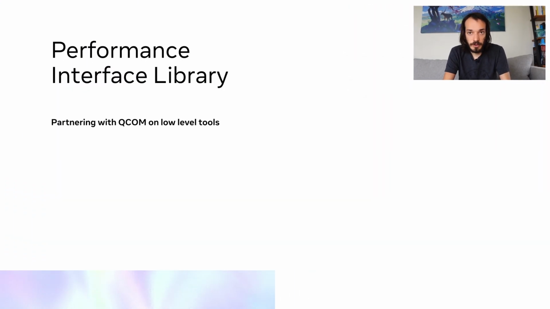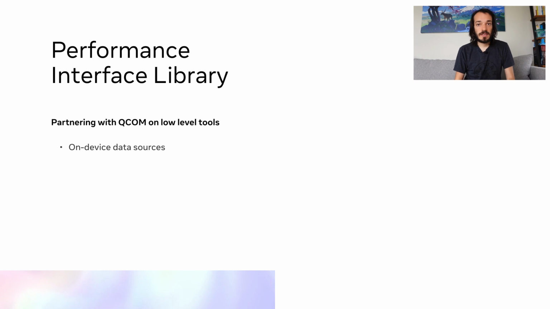So what we did is that we partnered with Qualcomm on a library that we call Performance Interface Library, or PIL, which now is being shipped as part of the Oculus Quest OS. So it's the system library, like all the other Android system libraries. Now we have a new one called PIL. And what it does is that it's an on-device library that gives us access to plenty of GPU data and GPU counters.